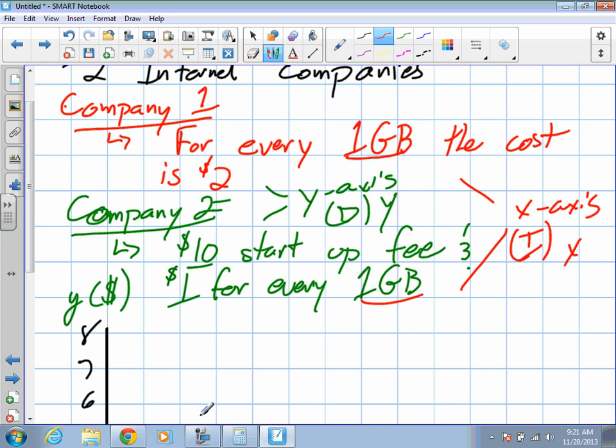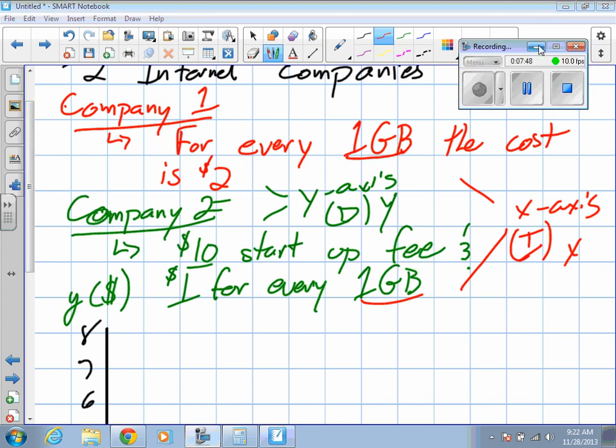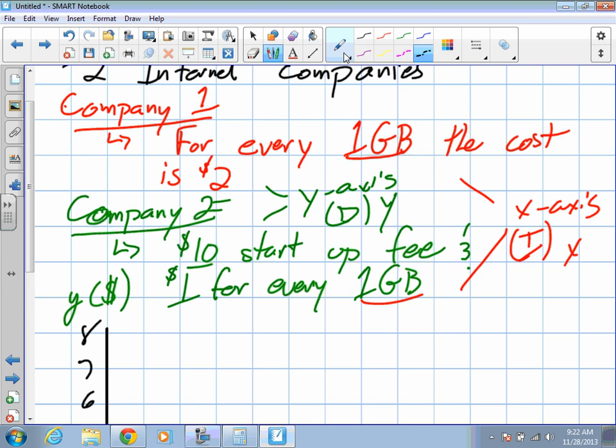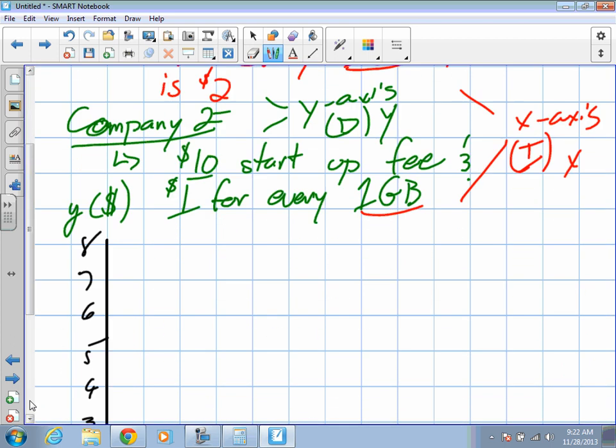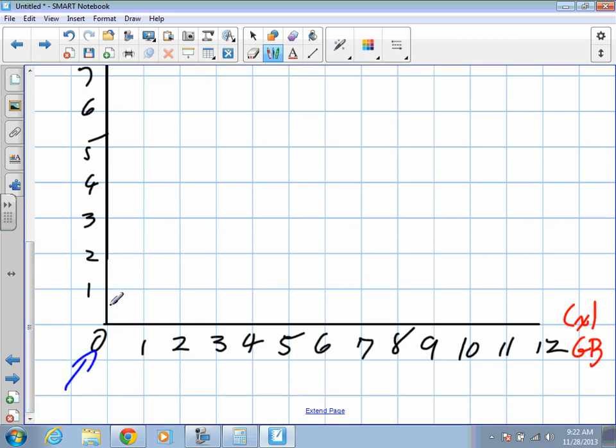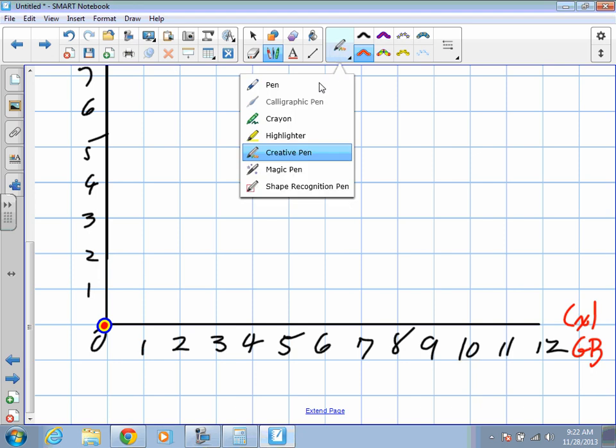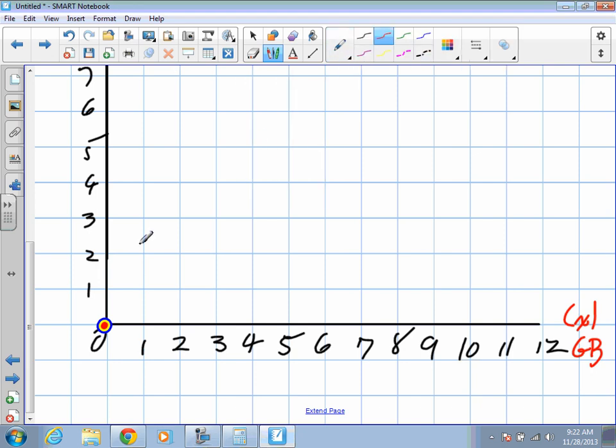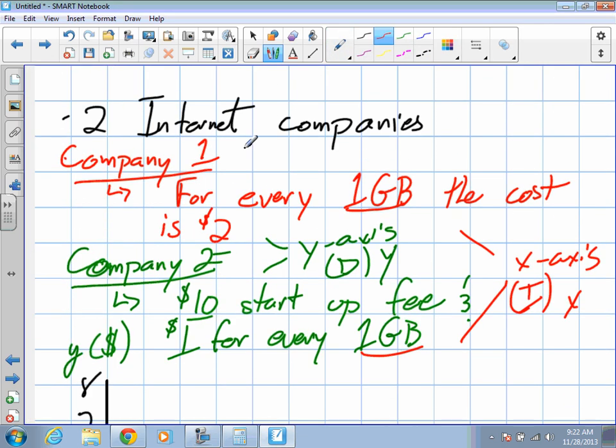So let's look at the very first company, Company 1. If we use no data, how much do we owe this company? Zero. We owe them no money at all. Okay? So that already lets us know, assuming this is going to be a linear relationship, what type of variation is this? This will be our direct variation. It's going through the origin.